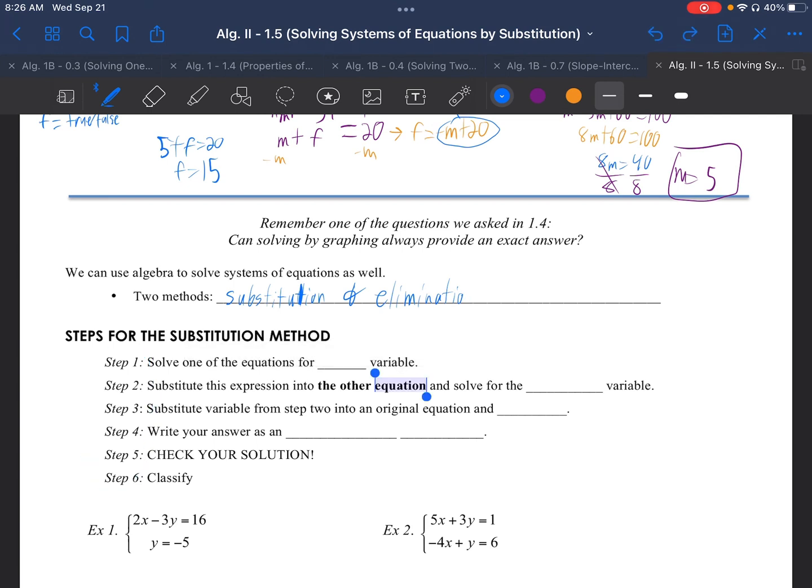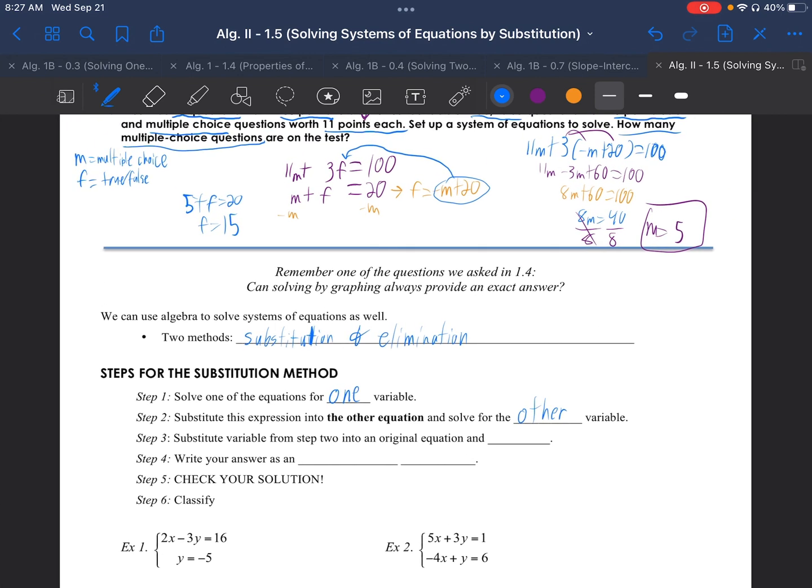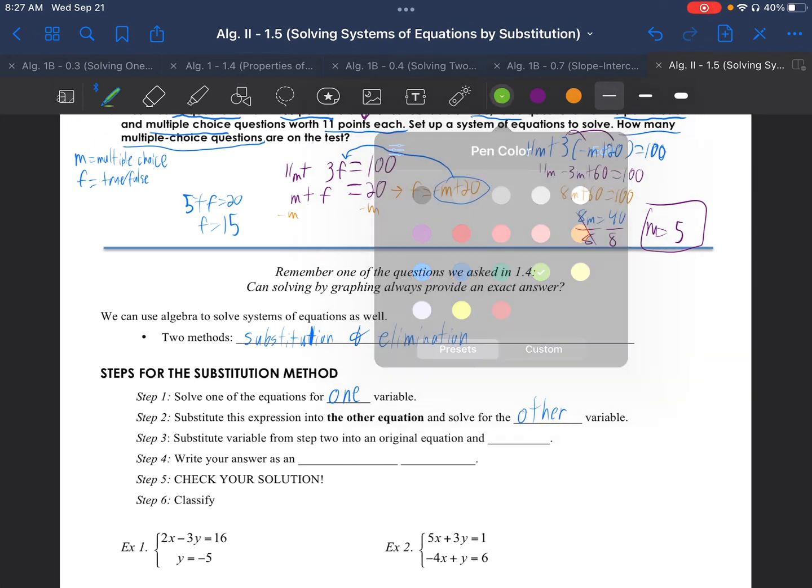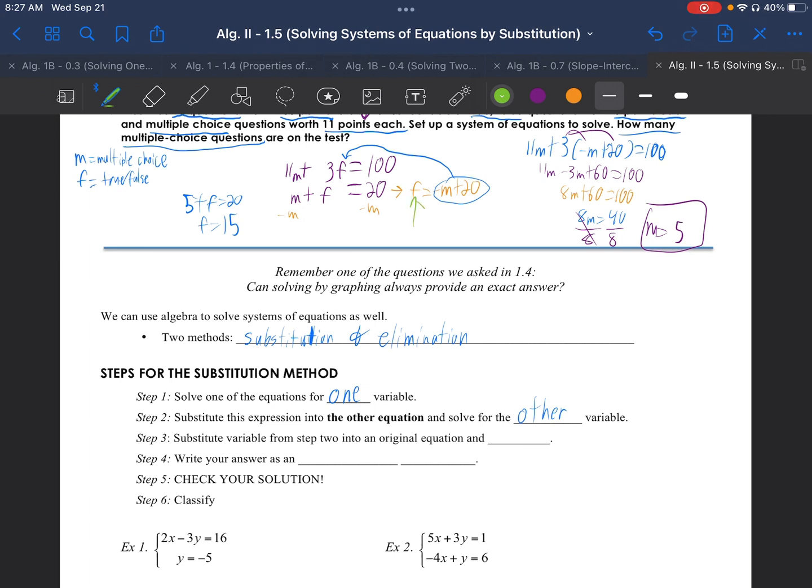So there's going to be 6 steps we're following here for substitution. So the first step, solve one of the equations for one variable, which is what we did up above. We solved the bottom equation for f. Second step, substitute this expression, so in this case it was the negative m plus 20, into the other equation and solve for the other variable. So what that means is, in our warm-up, I solved for f, and then as I substituted into the other equation, we then solved for m, the other variable from what we solved for the first time.